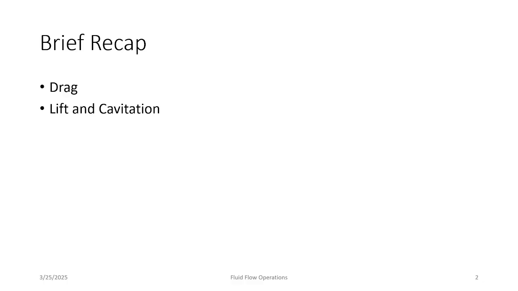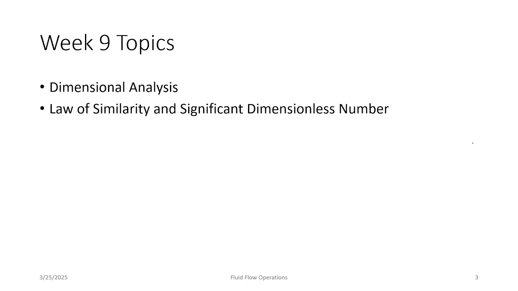So last week we discussed drag and lift along with cavitation as well. This week we'll be studying dimensional analysis and also the law of similarity and significant dimensionless numbers. The first part, dimensional analysis, will include homogeneity of dimensions. It also includes the Rayleigh method and the Buckingham pi method for dimensional analysis.